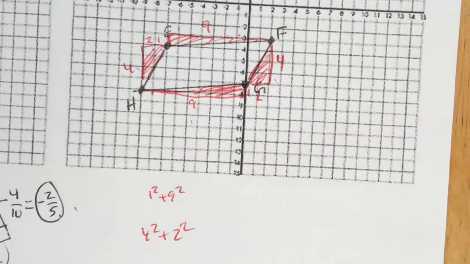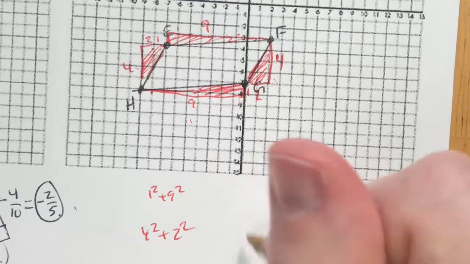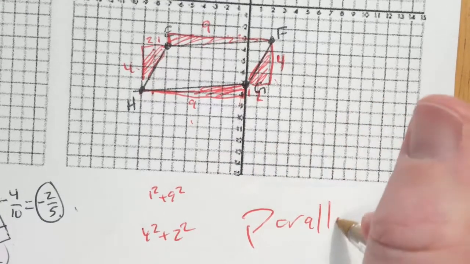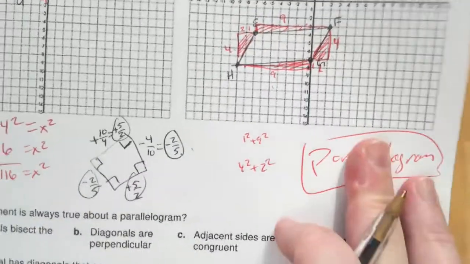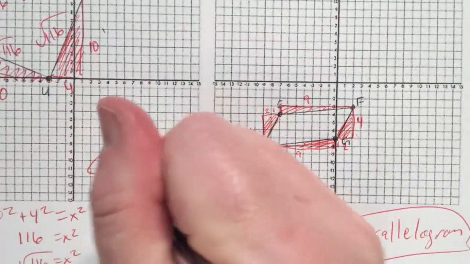So that's definitely not a square. It's not a rhombus because they're not all the same. So that's definitely a parallelogram. Okay, so this was a parallelogram, and this right here was a square.